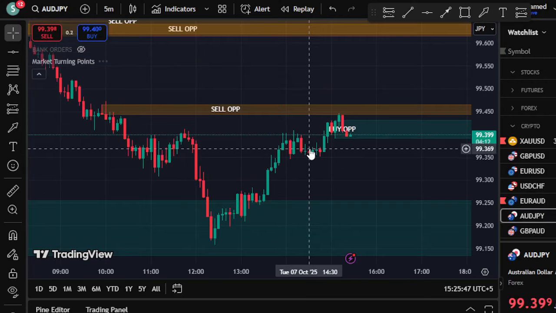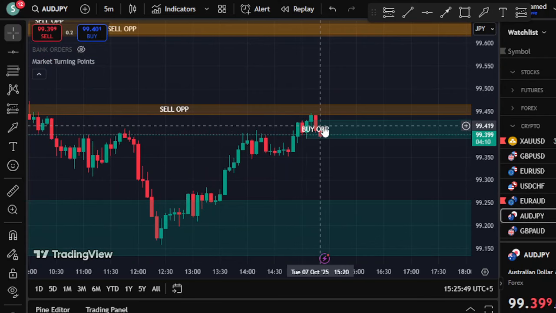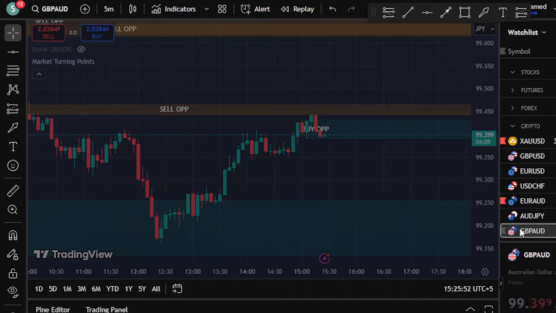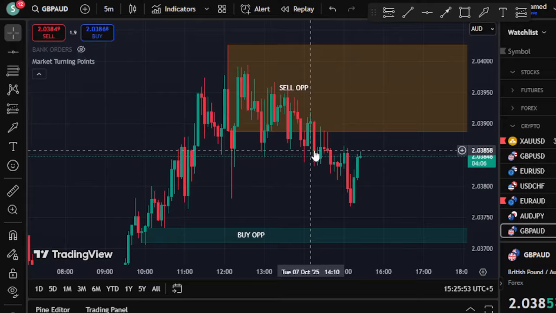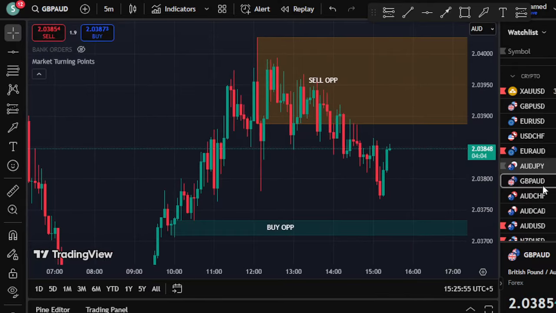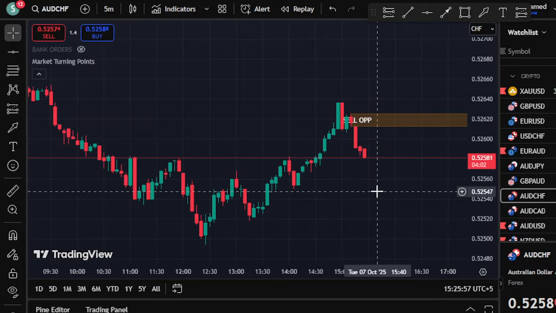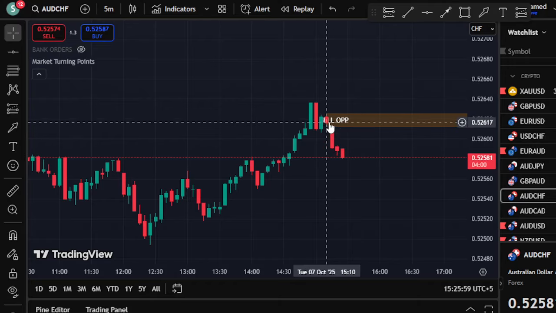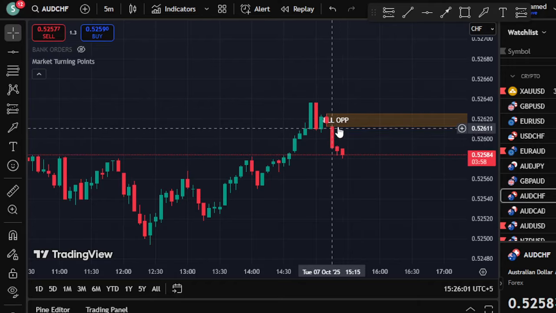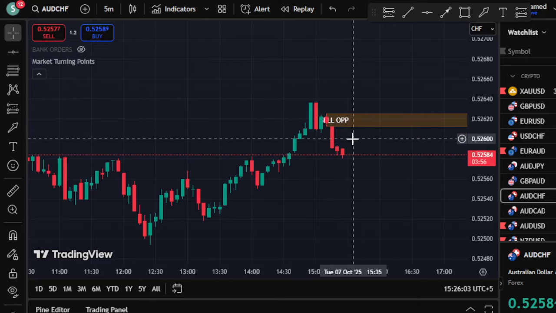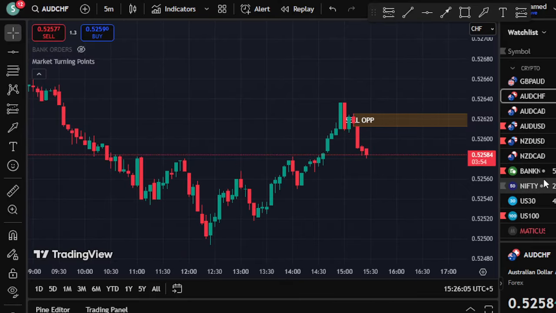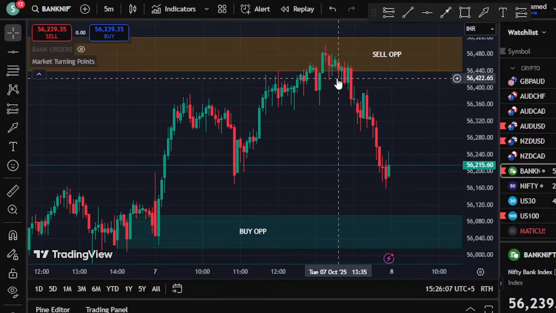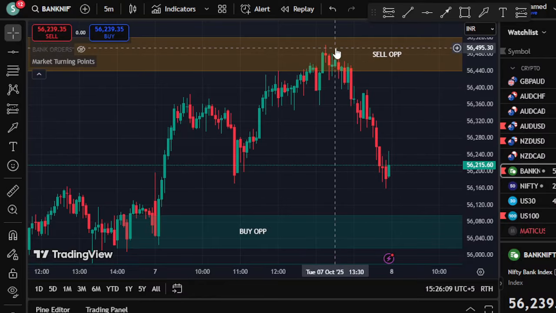I can show you more examples. This is the buy opportunity that is freshly created. On the second candle, the opportunities get fixed. Similarly, whatever you trade, like this is AUD CHF, you can see that two candles ago it provided you a sell opportunity and the price is going down. So whatever you trade, it doesn't matter, whether you trade Bank Nifty, forex, crypto or stocks. This is the Bank Nifty chart. You can see from the selling opportunity, the price is down.